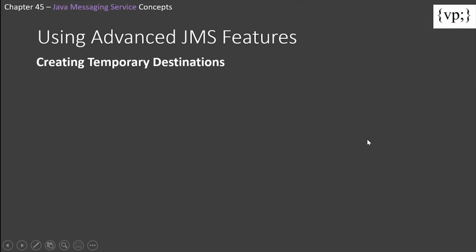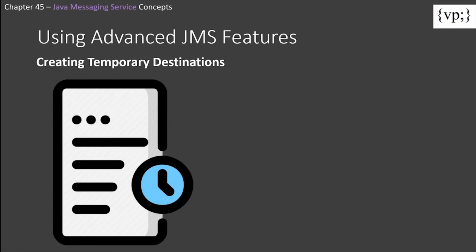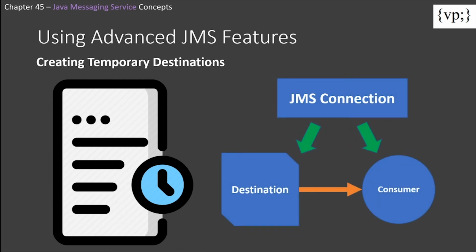Okay, so now let's take a look into our temporary destinations. Normally, destinations are created administratively and not programmatically, but the JMS API allows you to create temporary destinations that last only for the lifetime of the application you've created. The only message consumers that can consume from this temporary destination that you created are those created by the same connection that created the destination. Any message producer can send to the temporary destination, and if you close the connection to which the temporary destination belongs, the destination is closed and its contents are lost.